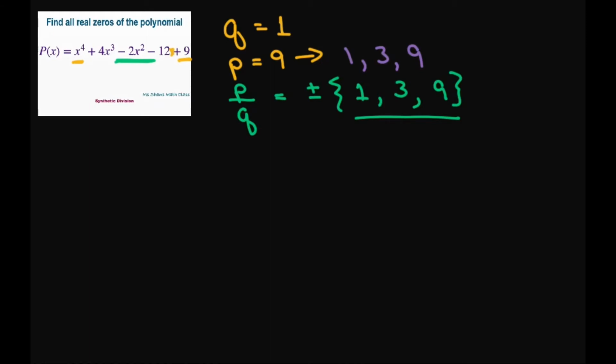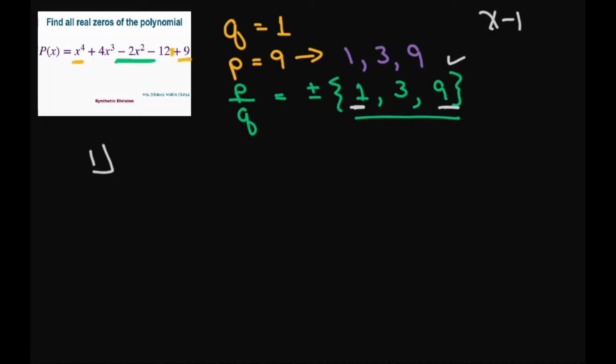Sometimes it's always good to take the smallest one and not the largest one. Usually it's the middle terms or earlier. It's usually not the last possible real zero. So let's try 1. If I try positive 1, that means my factor would be x minus 1.